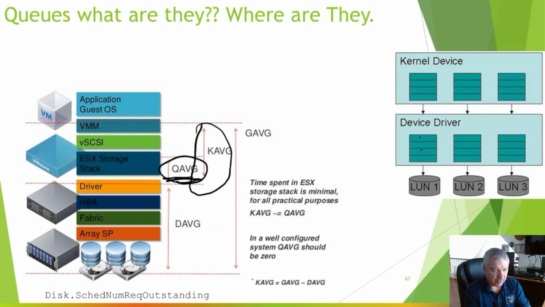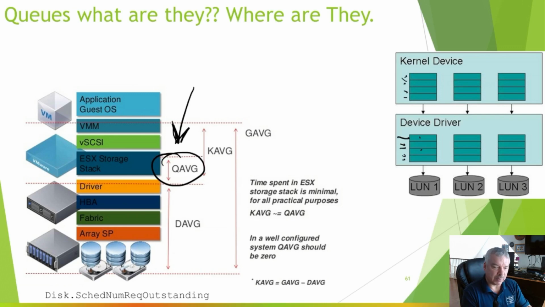Now, notice over here, the kernel latency also has this queue average time. Remember I said here are our device queues, and the kernel has its own queues as well, like an overflow or a backup. Once we start filling up the device queues, and then we start filling up the kernel, at that point this is where the queue average time comes in. How long are we waiting inside the kernel?